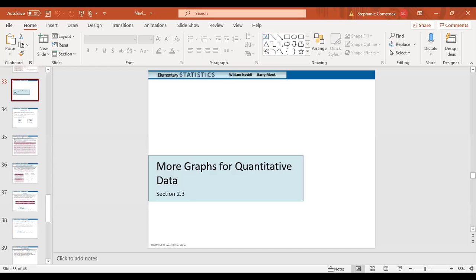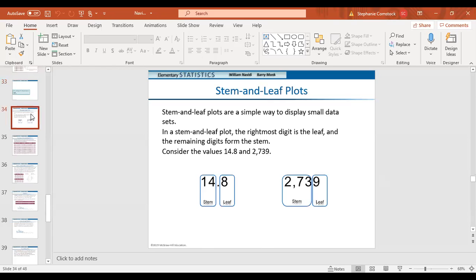Okay, we're going to look at section 2.3 here, which is some more graphs and ways to represent our data. So the first one that we're going to look at is what's called a stem and leaf plot. Basically, a stem and leaf plot is a way for us to line out a data set.